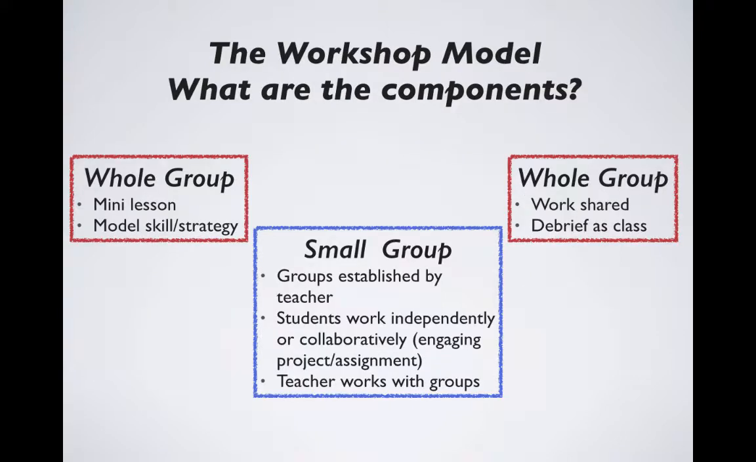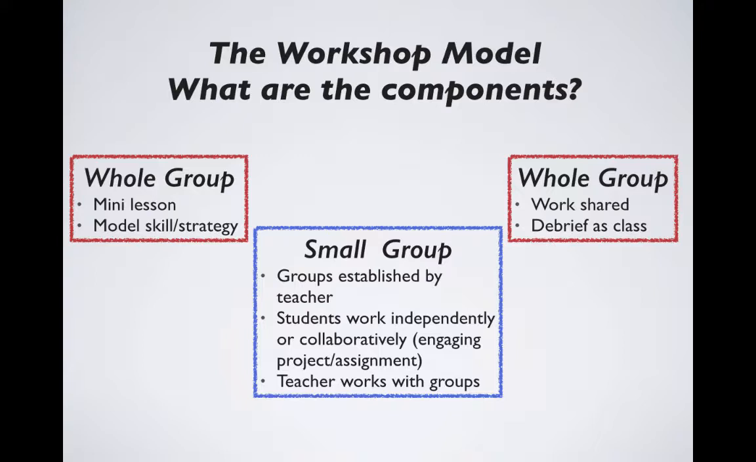Let me give you a general overview of the workshop model and what the components are. The whole group generally starts with a mini lesson where the teacher leads a mini lesson and the skills are modeled for the students. The class practices the skill together, which is facilitated. The teacher then puts students into groups that were formed intentionally based on students' needs. This is a key factor to the success of the groups. Teachers must observe and assess students and their abilities and then put them into groups with purpose.